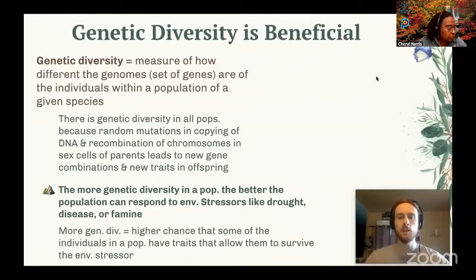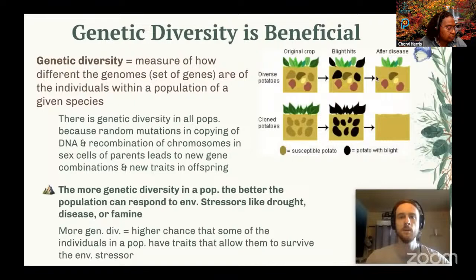So let's look at an example here with potatoes. A lot of times farmers plant one single species of potatoes that are actually all genetic clones of each other because it's really efficient for watering and applying fertilizer and harvesting. But what that means is that if there's a disease, in this example, a potato blight, the disease is going to wipe out every single member of that population and there will be no potatoes left.